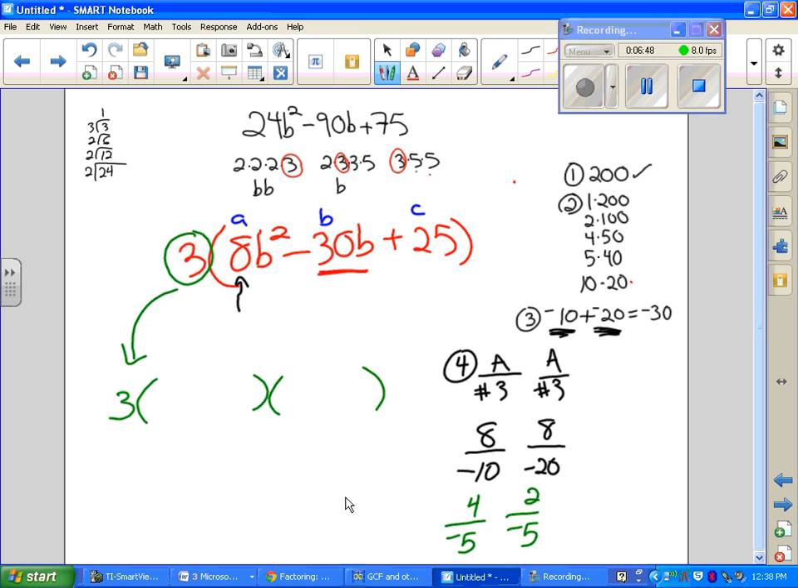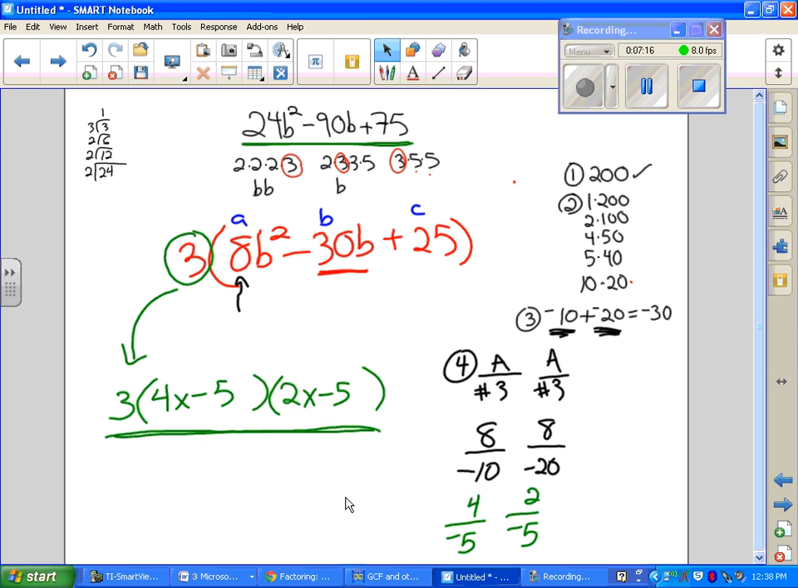So when I write down my final answer, it's 4b minus 5 and 2b minus 5. And this entire time I brought that 3 down, just left it there. I'm not going to check this one, but you will, because I've already gone 7 minutes. So the answer, if you're asked to factor 24b squared minus 90b plus 75, you get 3 times 4b plus 5, parentheses, 2b minus 5. That would be your correct answer.